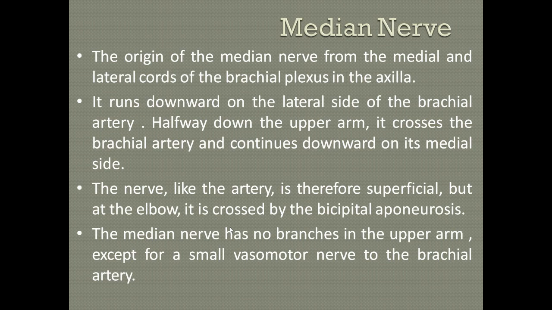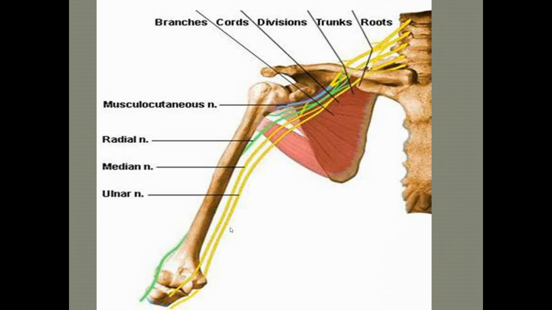Median nerve: origin of the median nerve is from the medial and lateral cords of the brachial plexus in the axilla. It runs downward on the lateral side of the brachial artery. Halfway down the upper arm, it crosses the brachial artery and continues downward on its medial side. It is therefore superficial, but at the elbow it is covered by the bicipital aponeurosis. The median nerve has no branches in the arm except for a small vasomotor nerve to the brachial artery. So we can see here.